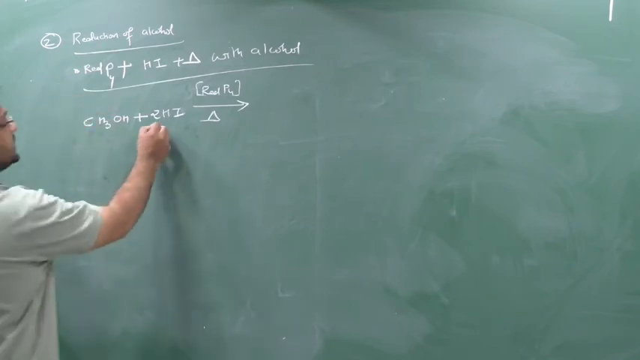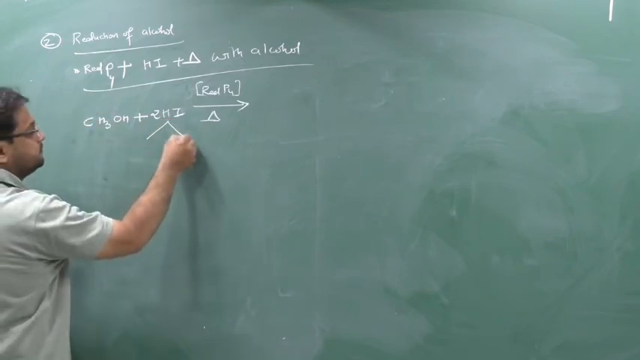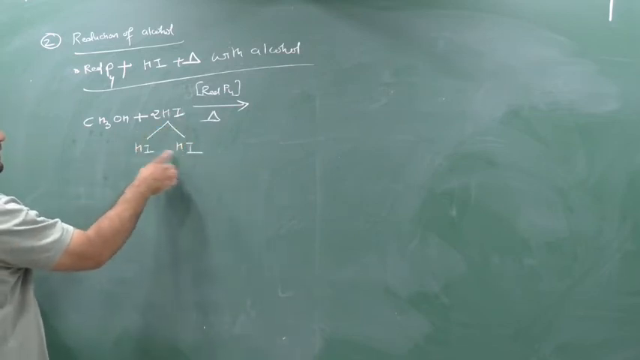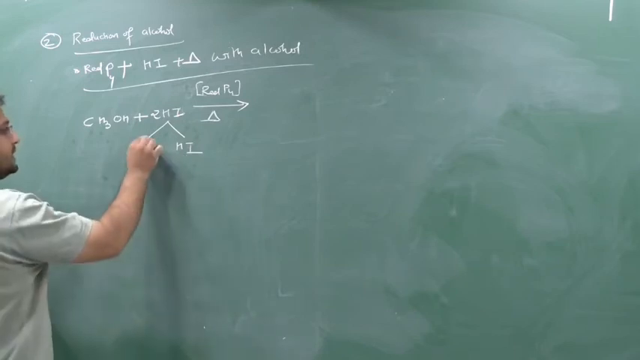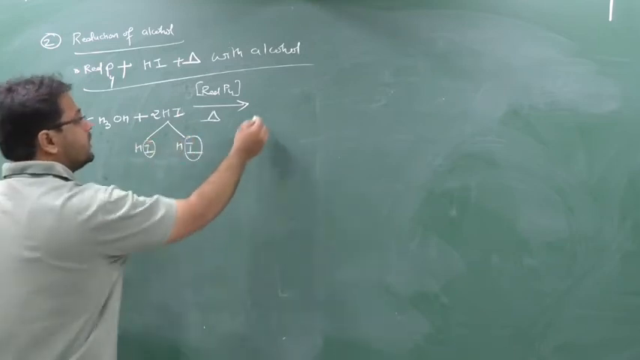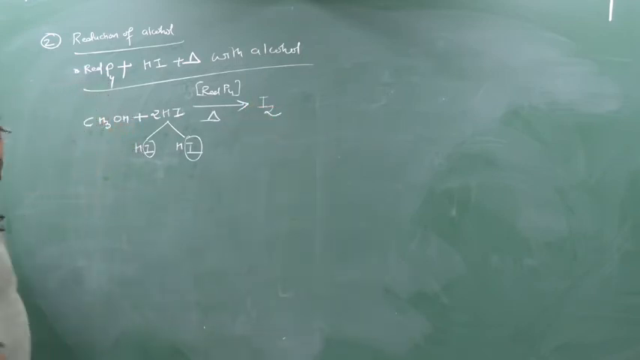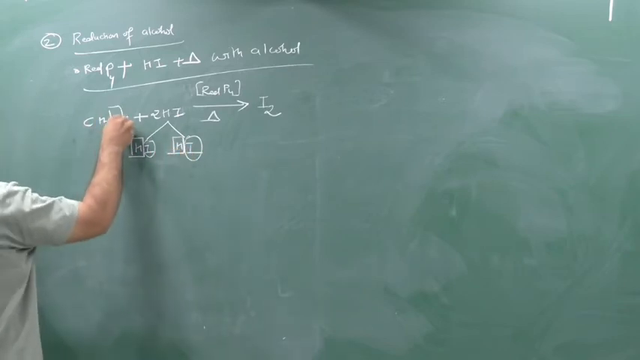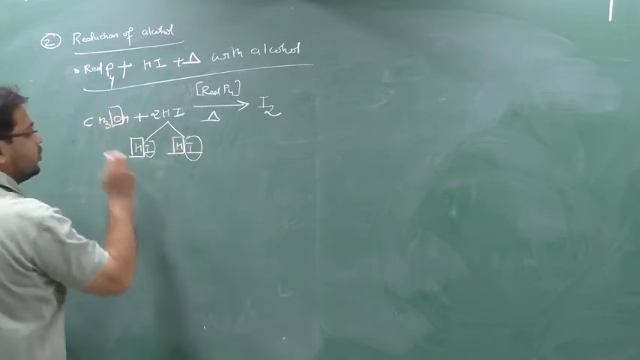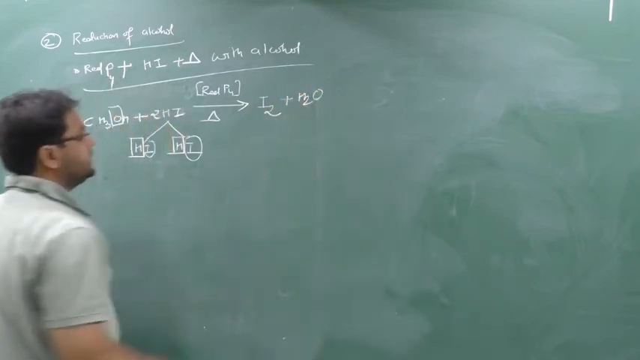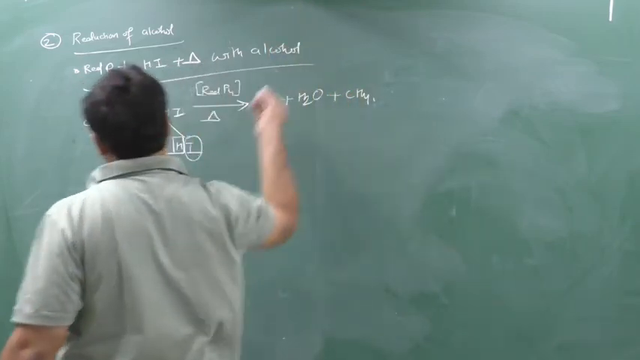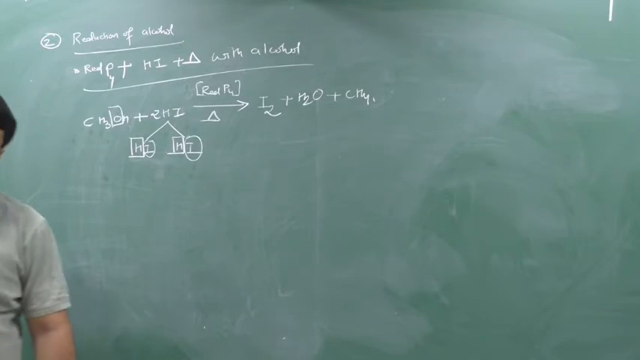Now how to get the answer? It's very simple. These 2 HI I will separate in this form, H–I and H–I. Now the I and I will convert to I2. This H and this O will form H plus H, H2O. So now remaining is CH3 and 1 H. What will I get? I will get CH4. So this will be your answer. In this way you have to remember. Clear this part?